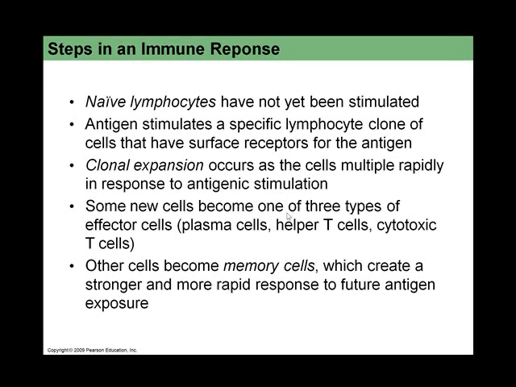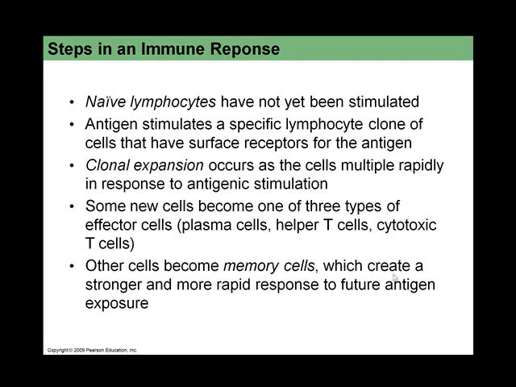So some new cells become one of three types of effector cells: the plasma cells, the helper T cells, and the cytotoxic T cells. So let's assume that you had the swine flu this year once, and now you're exposed to it again. You got around somebody else that had it, and now new exposure has occurred, and this is how your body's going to respond. Say, man, after the two weeks of suffering that we went through, we're prepared for this second attack, and we're going to beat it before it gets into us.